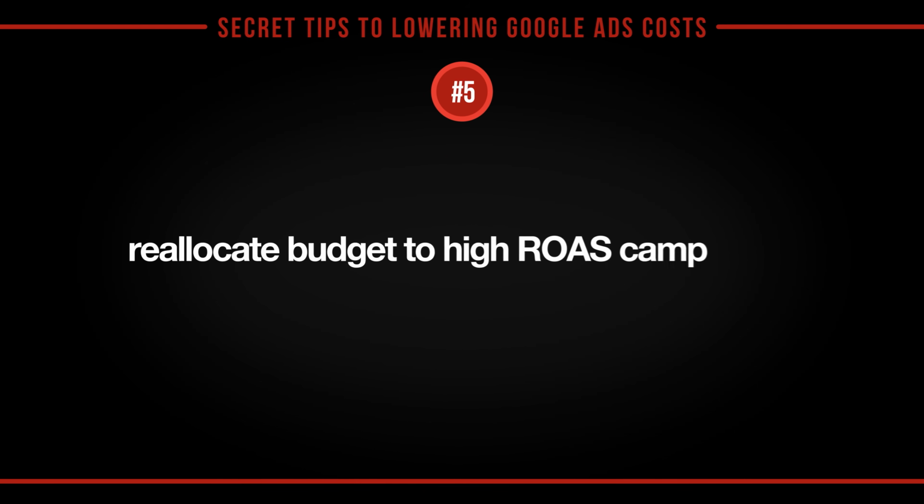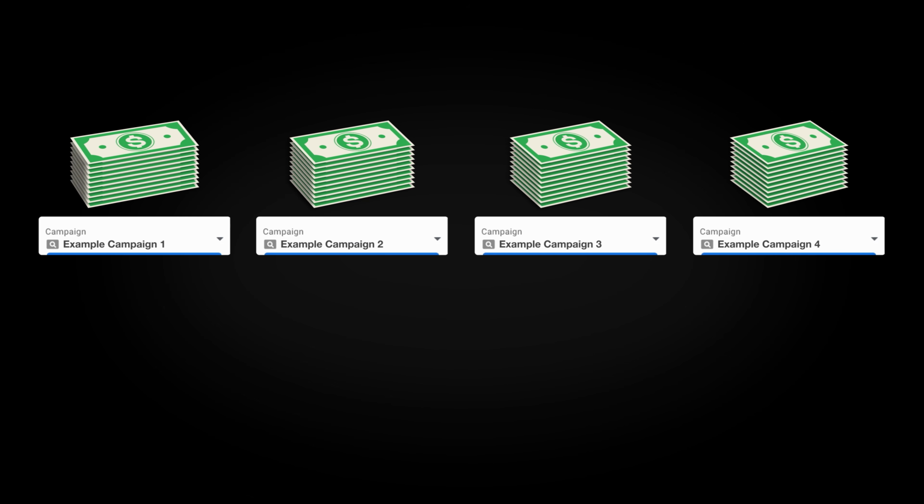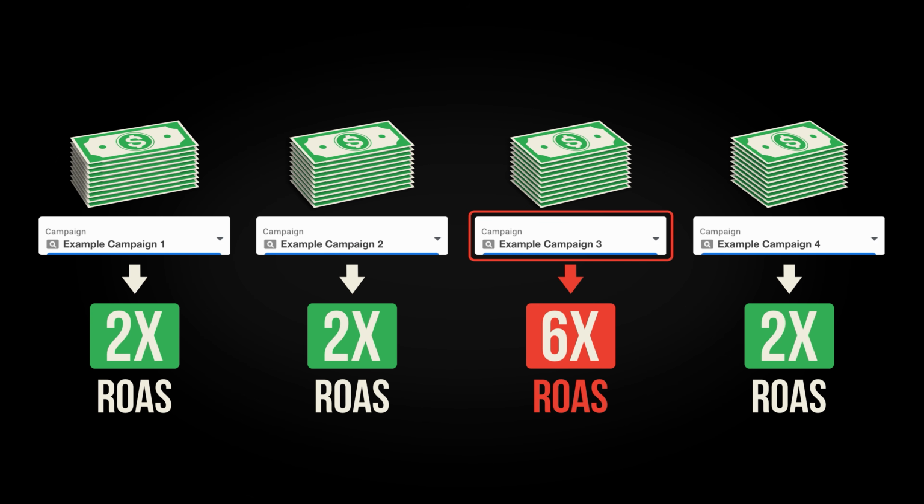Number 5 is to reallocate budget to high ROAS campaigns. Sounds like a simple step, but something a lot of Google advertisers miss out on. It's probably one of the easiest things to do to boost return on ad spend. So if I go into a Google ad account and I go, right, you're spending the same amount on these 4 campaigns. You do realize that one of them has a return on ad spend that's 3 times as good as the other 3. Why don't we take some of the budget from these 3, stick it in this one?